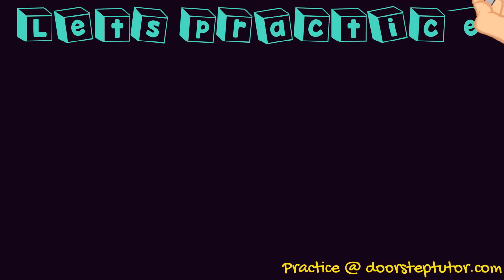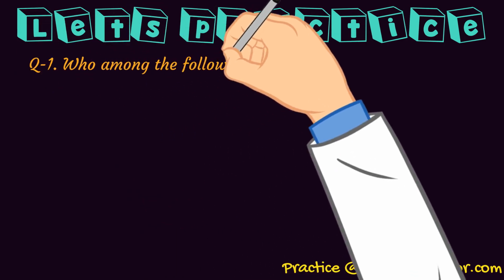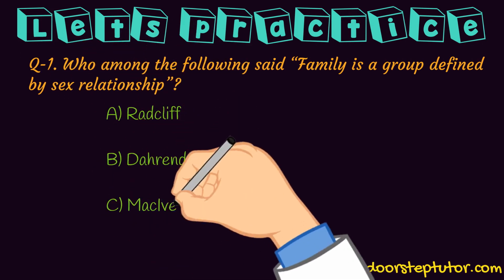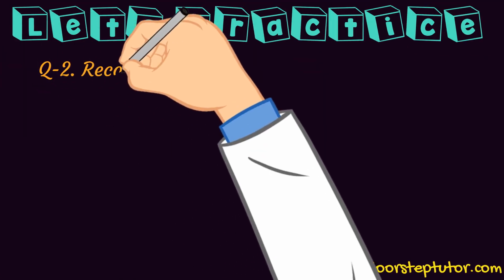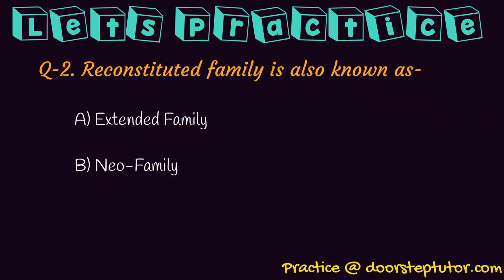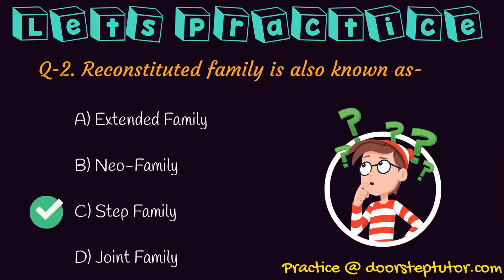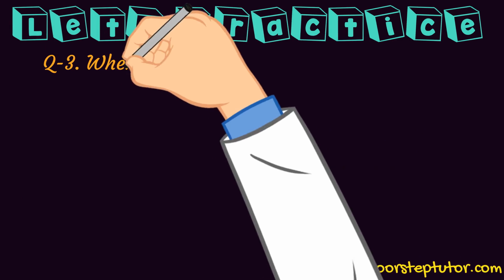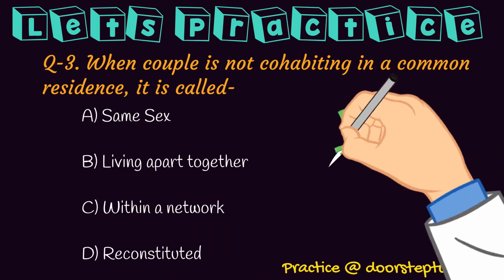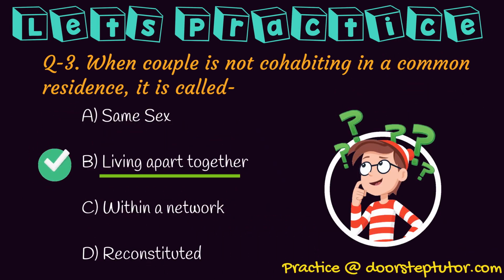Now, let's recall what we have learned so far through this MCQ. Question number 1. Who among the following said family is a group defined by sex relationship? Here, the correct answer is MacIver, option C. Question number 2. Reconstituted family is also known as, the correct answer is option C, step family. Question number 3. When couple is not cohabiting in a common residence, it is called, here the correct answer is option B, living apart together family.